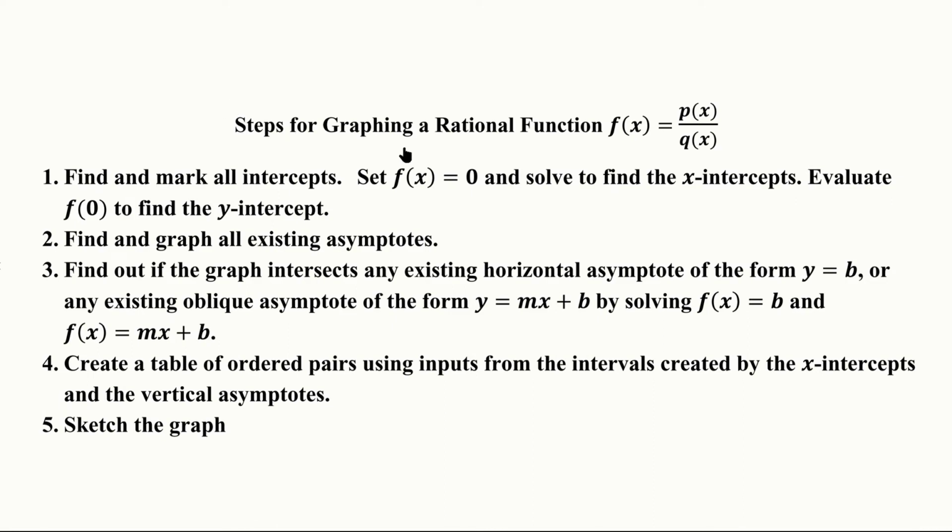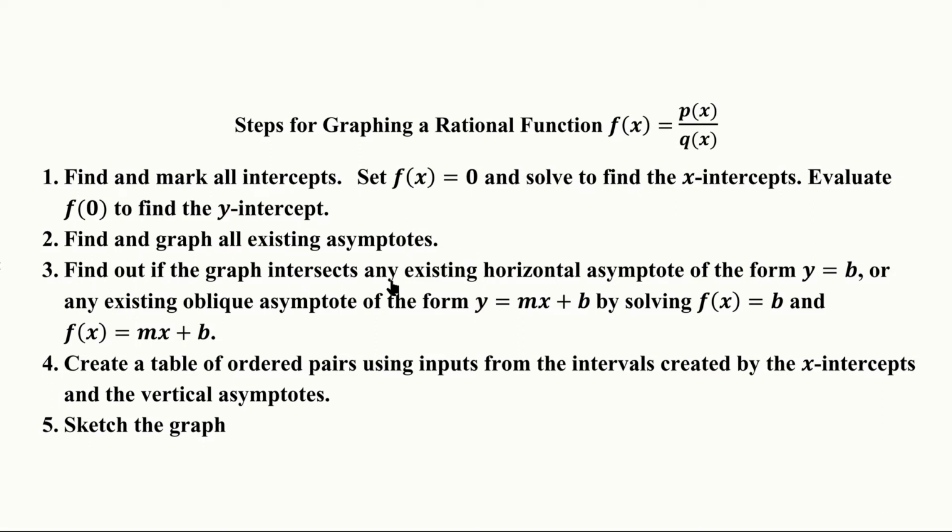All right, so the steps that we're going to follow for graphing a rational function f of x equals p of x over q of x are as follows. First, we're going to find and mark all the intercepts. We'll set f of x equals 0 and solve to find the x-intercepts, and we'll evaluate f of 0 to find the y-intercept, as we did before with polynomials. Then we're going to find and graph all the existing asymptotes: all the vertical ones, the horizontal one if there is one, and the oblique one if there is one.